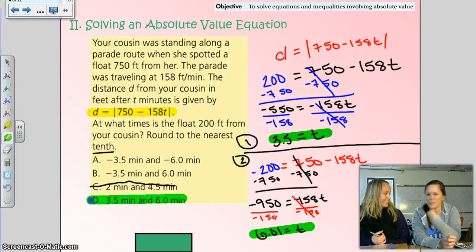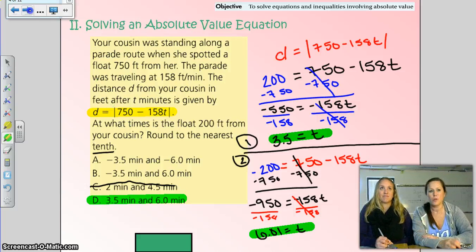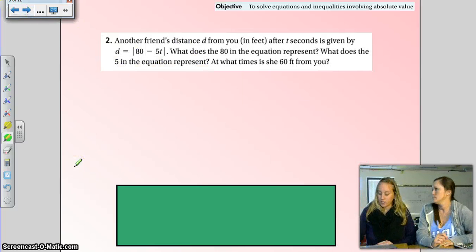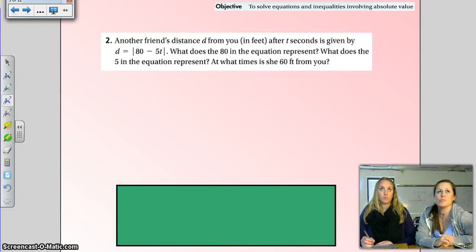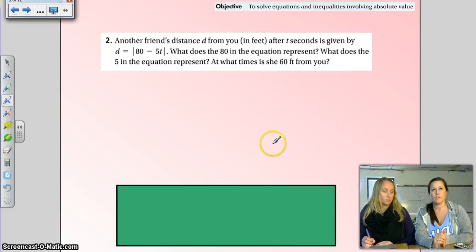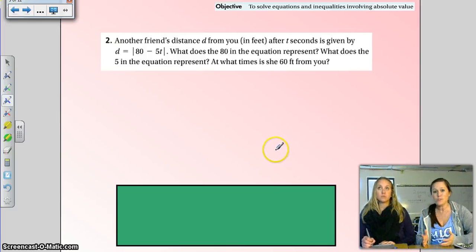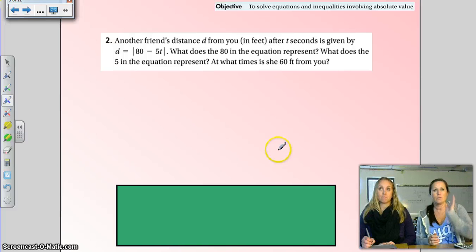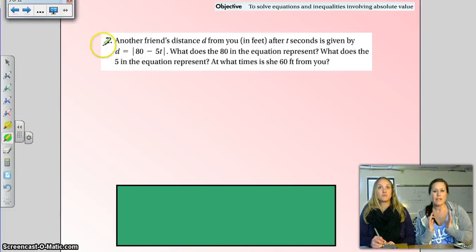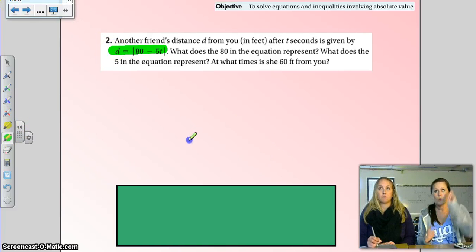Because guess what? We don't do the multiple choice. Okay, so now we're going to do one that's not multiple choice. Another friend's distance, D, from you, in feet, after t seconds, is given by D equals the absolute value of 80 minus 5t. So that's given. Question number 1, what does the 80 represent?